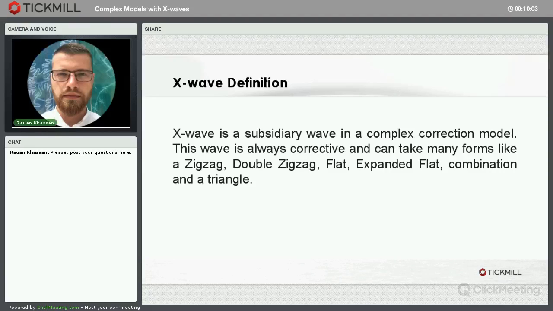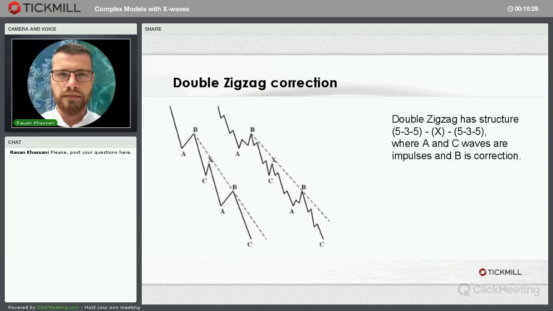This is a subsidiary wave in a complex correction model. An X wave is always corrective and can take many forms, like a zigzag and flat, which we have recovered in memory just now, and also double zigzag, expanded flat, or combination and triangle, which we are going to see in detail now. Let's see how it works on examples.